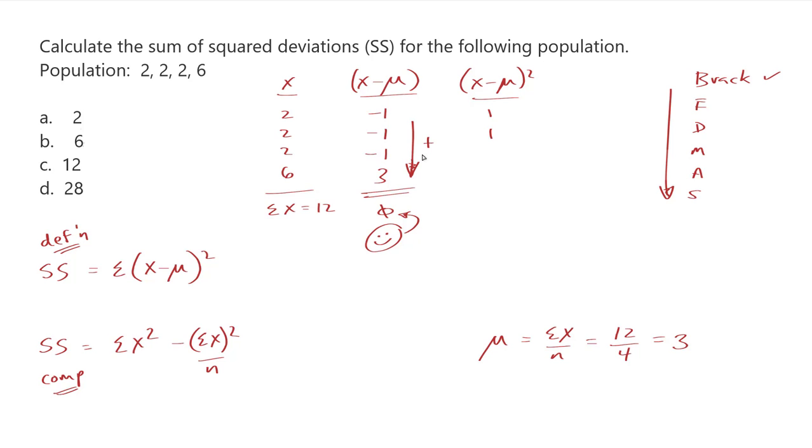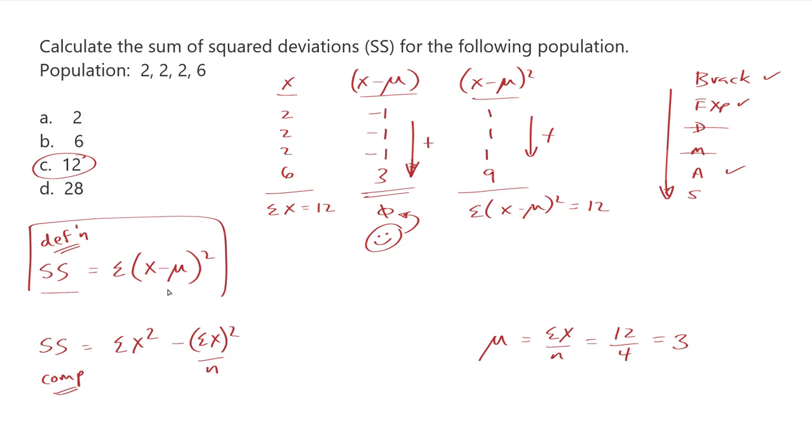But 1 squared is pretty simple. 3 squared is 9. And the only thing left for me to do, now that I've done brackets and exponents, seeing as there's no division, no multiplication, I just have to do my addition, which means I add up this column, and that gives me the sum of my squared deviations. 1, 2, 3 plus 9 makes 12. The answer is 12. So the answer is going to be C, 12. That's what I get from the definitional formula.